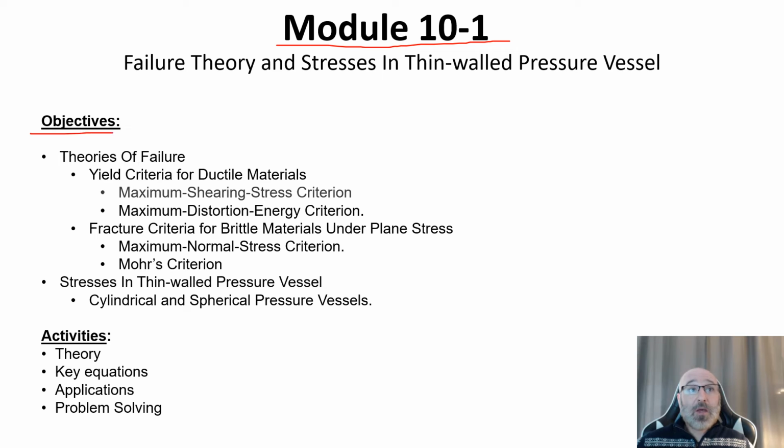Within this section, 10.1, we're going to be taking a look at the theories of failure, in particular looking at our yield criteria for ductile materials, talking about our maximum shearing stress and our maximum distortion energy criterions. We're also going to look at the fracture criteria for brittle materials under plane stress. And within this, we'll look at our maximum normal stress criterion, as well as Mohr's criterion.